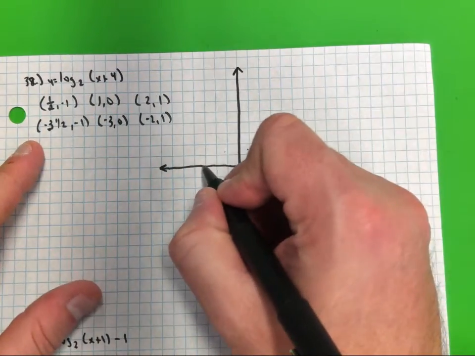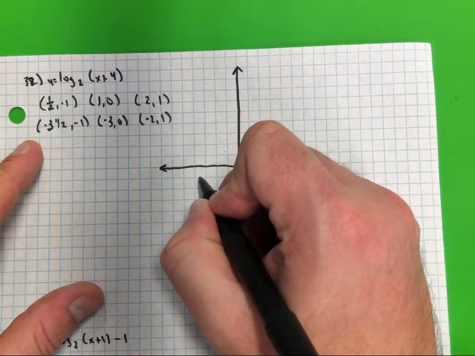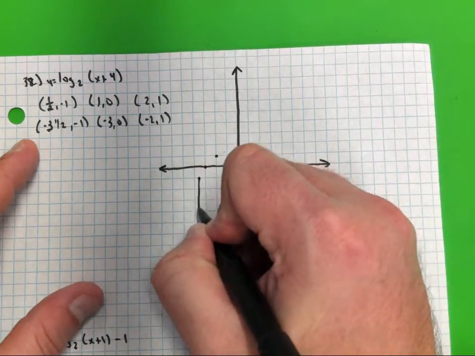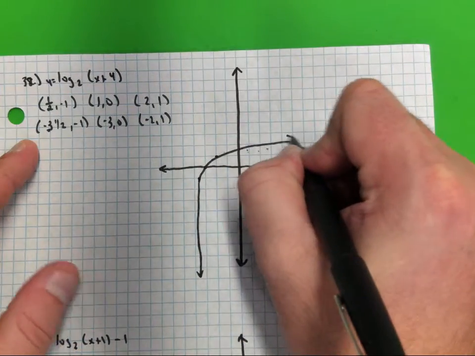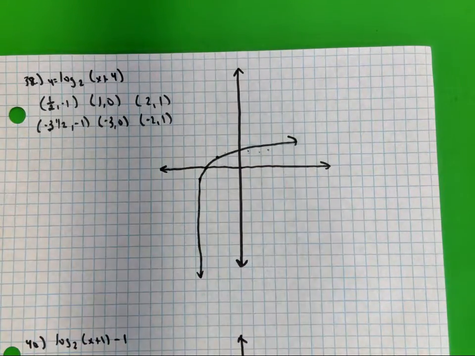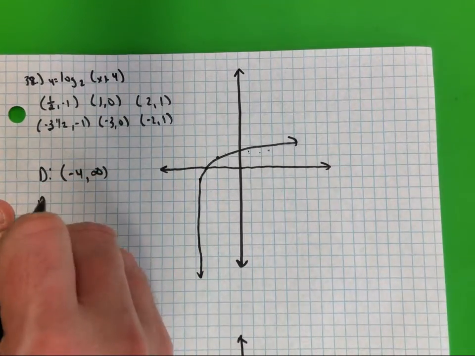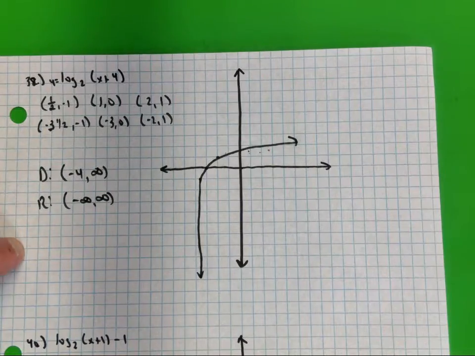Alright, so 1, 2, 3. Okay, 1, 2, 3. Oh, 3.5 is negative 1. And my asymptote is going to be at x equals negative 4 now. So my domain would be from negative 4 to infinity. You never have to worry about your range. It's always all real numbers in logarithmic.